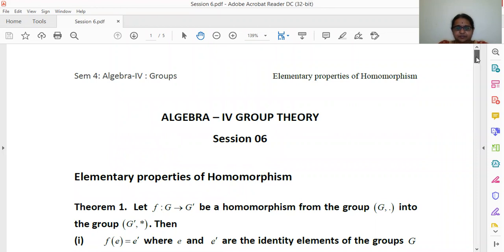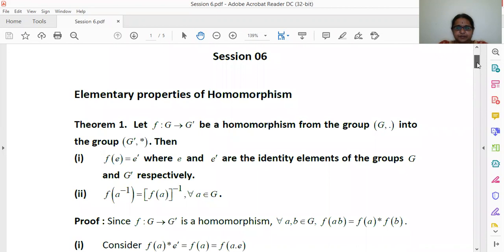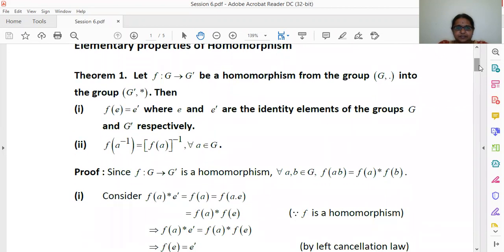Now we shall discuss these properties. We are going to prove these properties. First one: let f from G to G dash be a homomorphism from the group G, dot into the group G dash, star. Then f of e is equal to e dash, where e and e dash are the identity elements of the group G and G dash respectively, and f of a inverse is equal to f of a whole inverse for all a belonging to G.